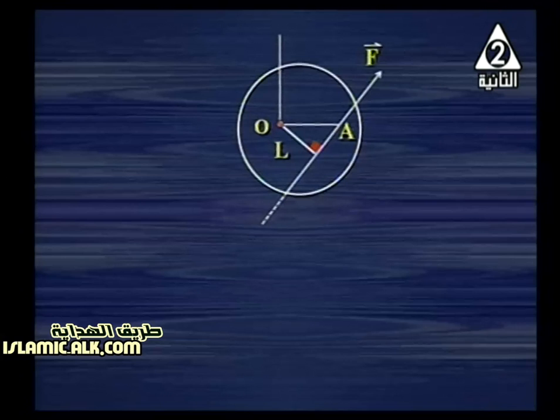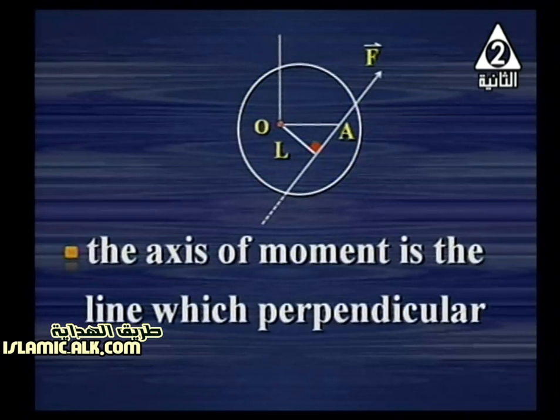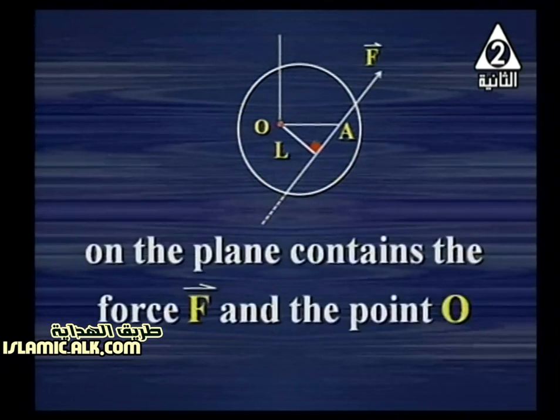If the force passes through point A, L is the shortest distance from the center to the line of action of the force F. The axis of moment is the line perpendicular to the plane which contains the force F and the point O. Remember, dear student, L is perpendicular to the line of F, and perpendicular to the plane which contains the force F and the point O, the center of moment.